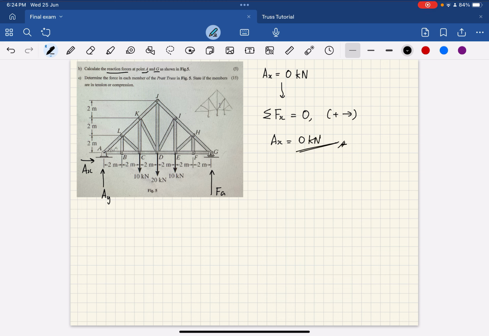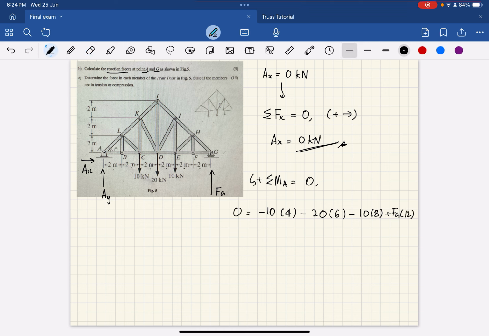Okay, done. Easy. Now you take the moment at point A to be 0. So you have negative 10 kilonewton times 4 because it's going clockwise, and minus 20 kilonewton times 6, minus 10 kilonewton times 8, plus FG times 12, that equals 0.